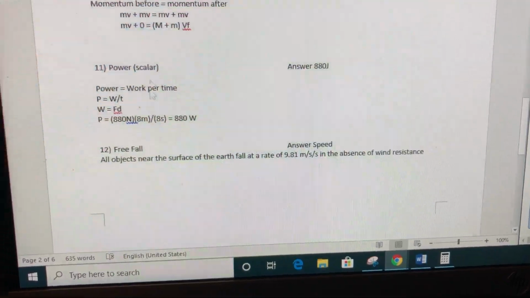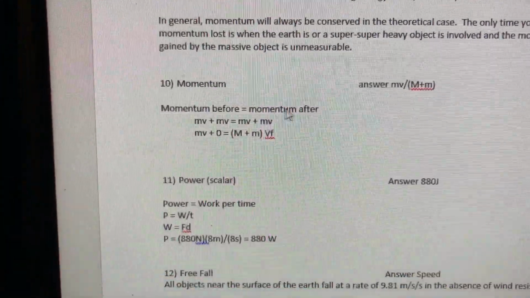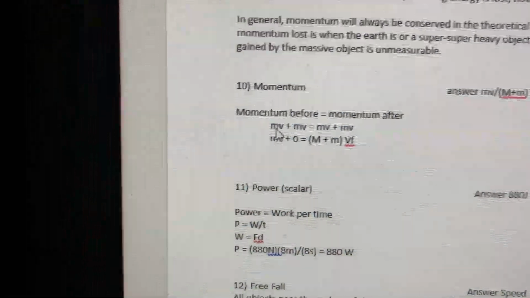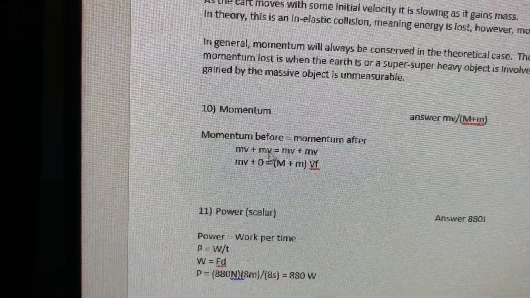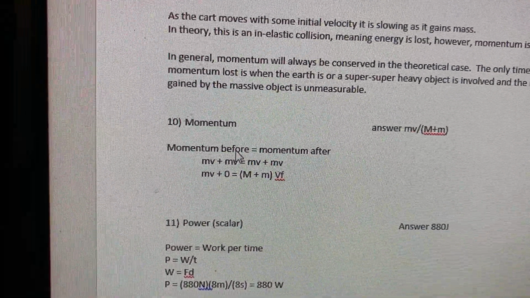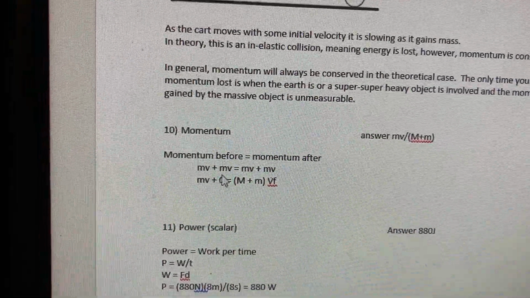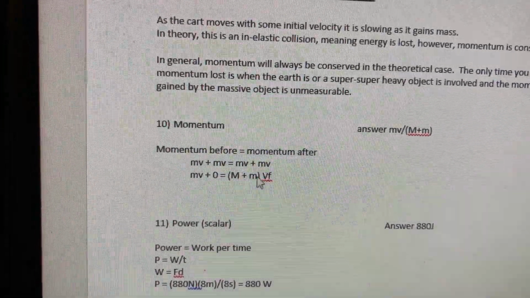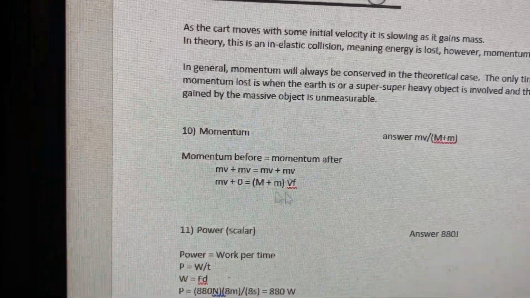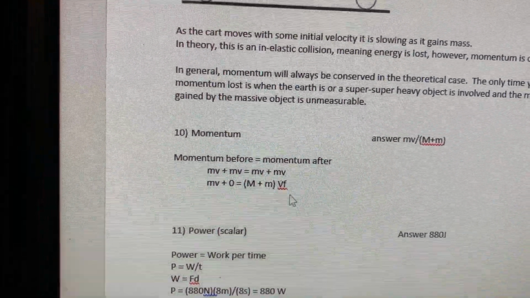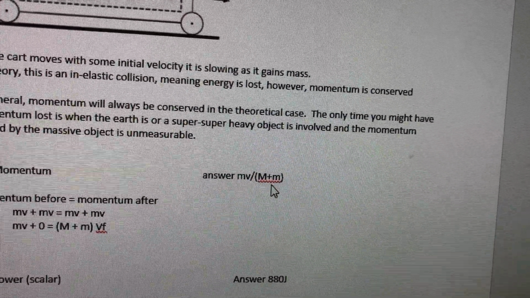Well, this is going to be a stick-together problem. So the momentum before equals the momentum after. So in general, mv plus mv equals mv plus mv. And it's inelastic. So here's the one railroad car, the other one's not moving, that's 0. And here's what it looks like when it sticks together, m plus m, v final. So I divide both sides by m plus m. And so the velocity would be mv divided by m plus m.